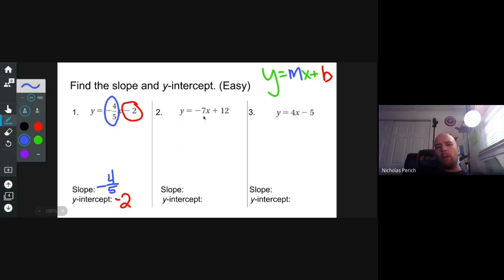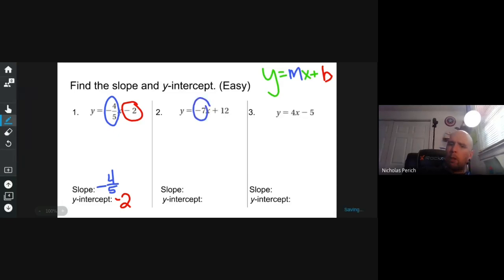Problem 2. When y is all by itself, the number in front of x is the slope, and the number floating around all by itself is the y-intercept. Is y all by itself? Yup. So the number in front of x is the slope. So I'm going to put negative, not 7, even though the answer is negative 7, I'm going to put negative 7 over 1 because I want to view slope as rise over run.